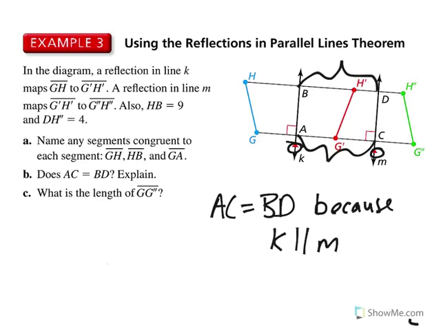Parallel lines we know are going to be equal distance apart. And then we know that A and C, in comparison to B and D, they're in the same position because since these are reflections, it tells us that these make right angles. And so if they're right angles, now we can look at this as being like a rectangle.